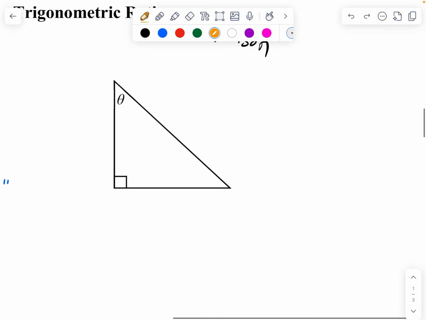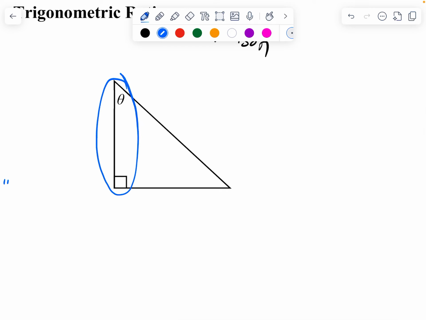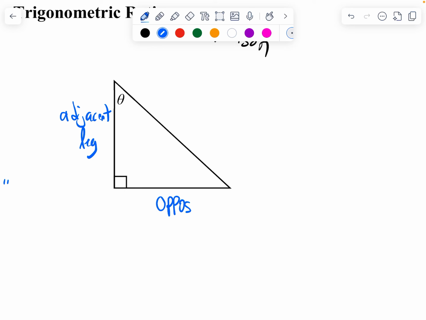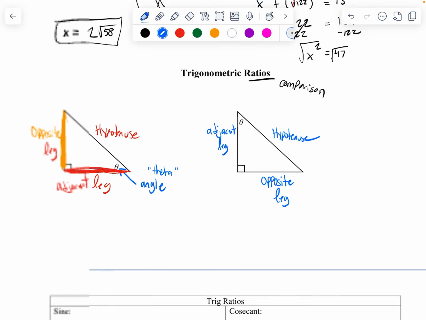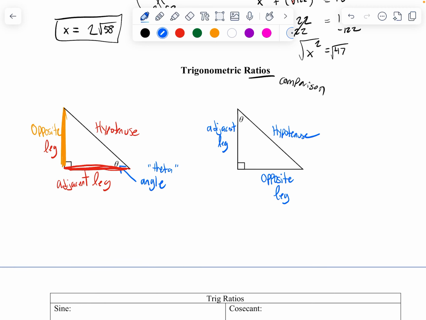So what if our theta goes up in the corner? Well, now that leg is adjacent to your theta, so we call it the adjacent leg. And now the other one that was the adjacent before, it's all the way across the triangle, opposite of our angle. So there's your opposite leg. Now the right angle is what determines the hypotenuse, and across from it is right there. Okay, so those are your positions.